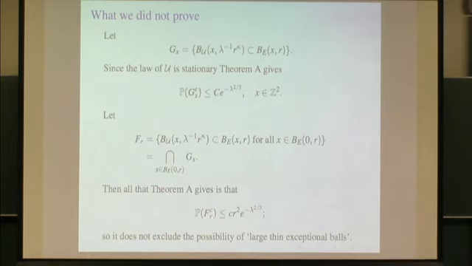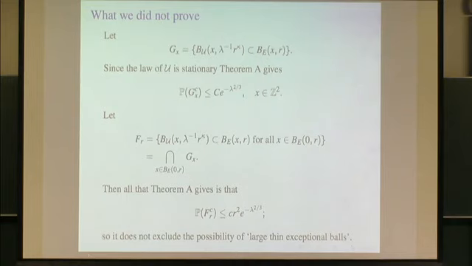With theorem A and a simple union bound, the probability of the complement of this event is bounded by r squared times e to the minus lambda to the 2/3. If we fix lambda, say equal to 200, the probability of this event is extremely small, and we now want to look at limits as r tends to infinity. As r tends to infinity, this bound becomes completely useless for a fixed lambda, and so theorem A does not exclude the possibility of having some large, thin, exceptional balls in this set.